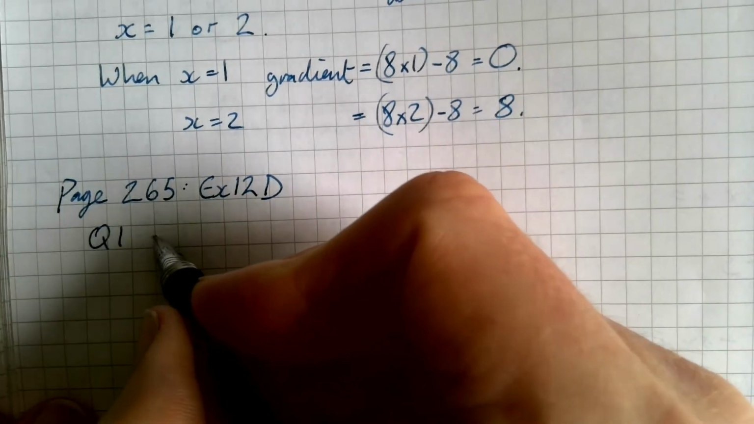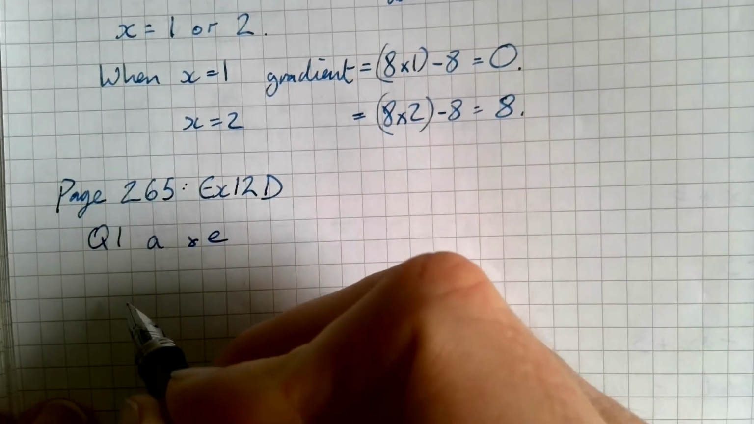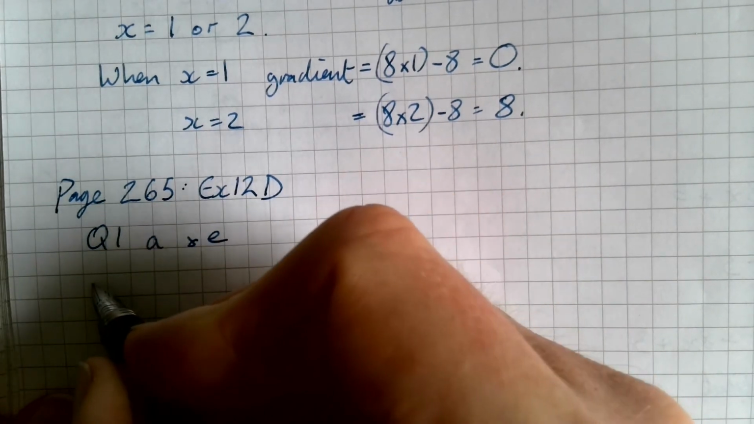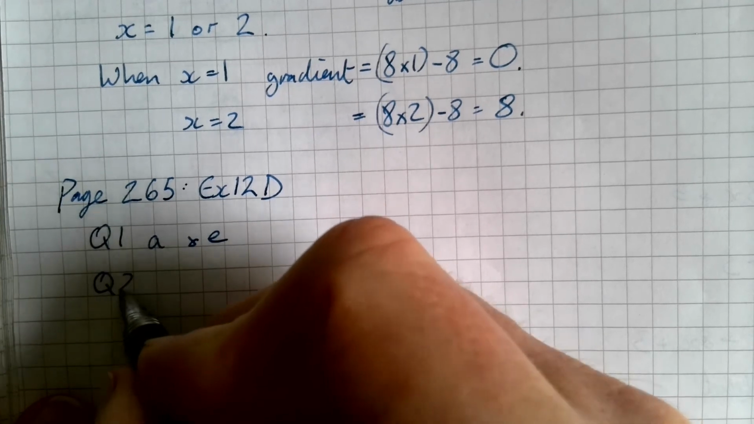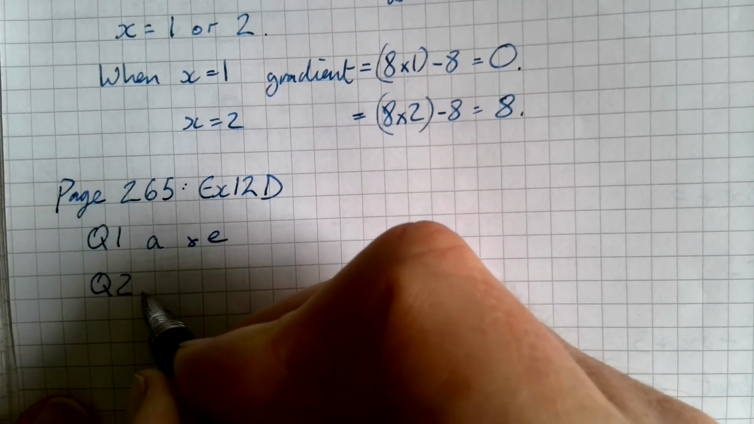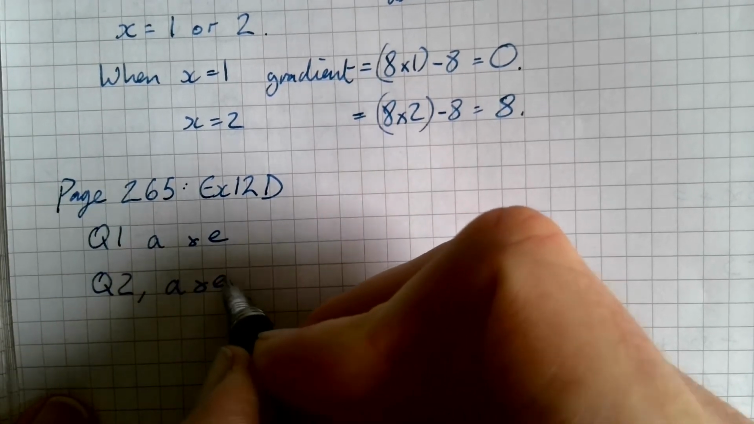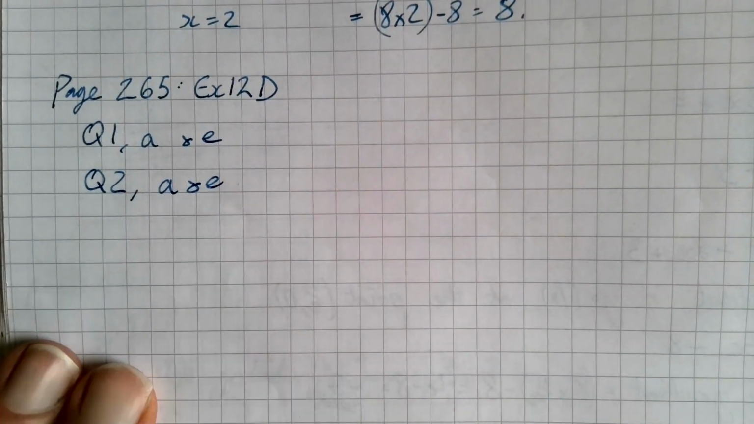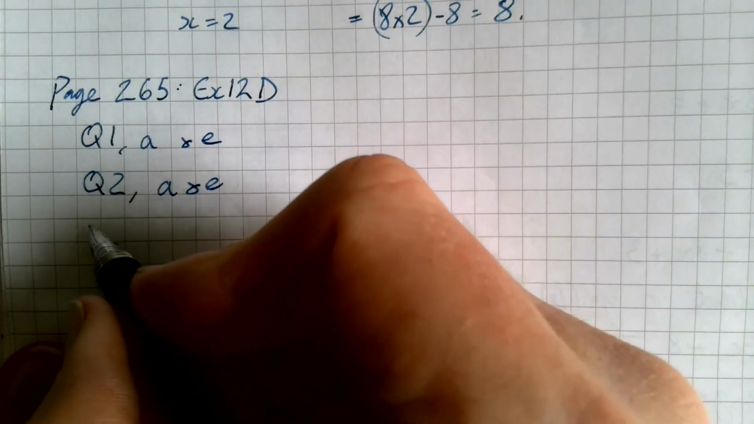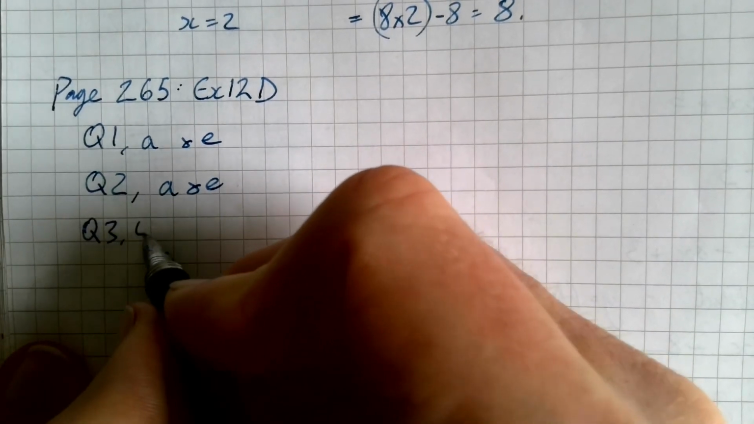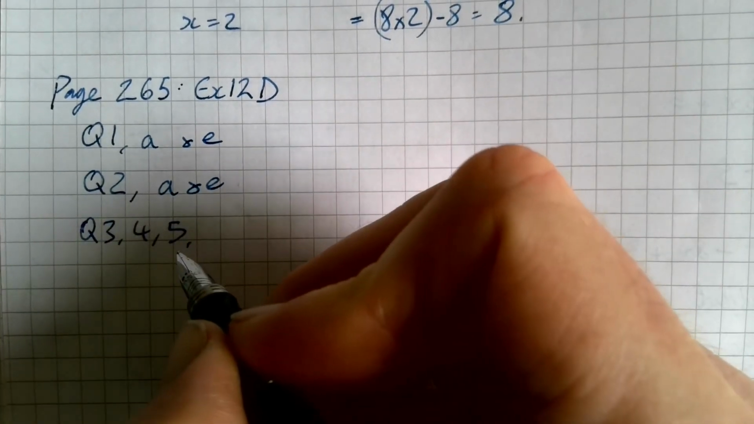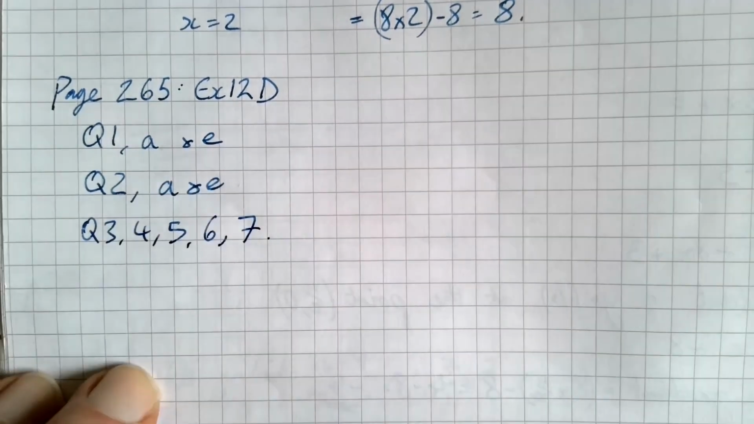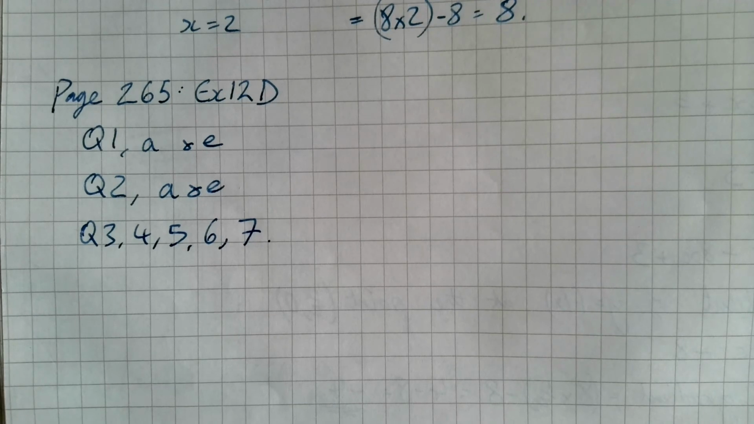Right, so for today's work, if you're looking at page 265, exercise 12D, and question 1, you just need to do A and E. As long as you can do those, then that's fine. If you make a mistake, then do all of question 1. Question 2, again, if you could do A and E, fine, then that's great. If you make a mistake, then go back and do the rest of those questions, and then all the other questions. So that's 3, 4, 5, 6, and 7.